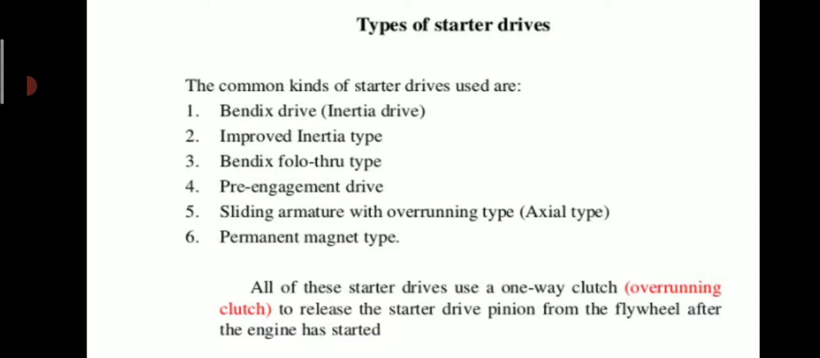The common kinds of starter drives used are the Bendix drive, which is also called an inertia drive, improved inertia type, Bendix follow through drive, pre-engagement drive, sliding armature with overrunning type or axial type drive, and permanent magnet type. All of these starter drives use a one-way clutch, or overrunning clutch, to release the starter drive pinion from the flywheel after the engine has started.